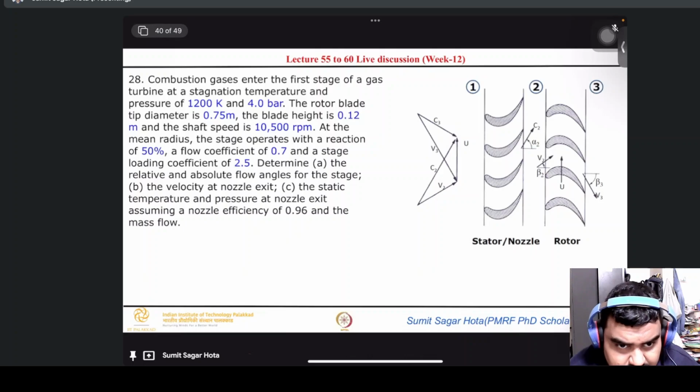Next we will find out the velocity at the nozzle exit. The exit velocity C2 we need to find out. Next the static temperature, as well as the mass flow, you also need to find out.